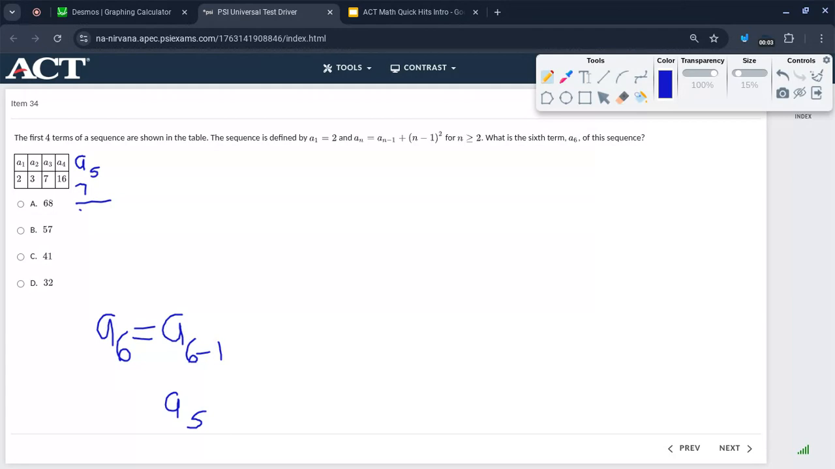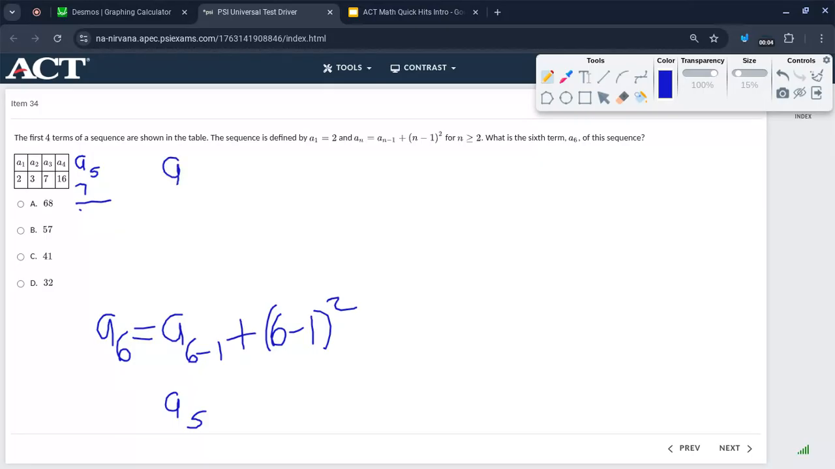Plus 6 minus 1 squared, right? So this part we could do: 6 minus 1 squared gives us 5 squared, which should be 25. But the complicated part is understanding that we need a sub 5. So we have to go back and do this for a sub 5 first.